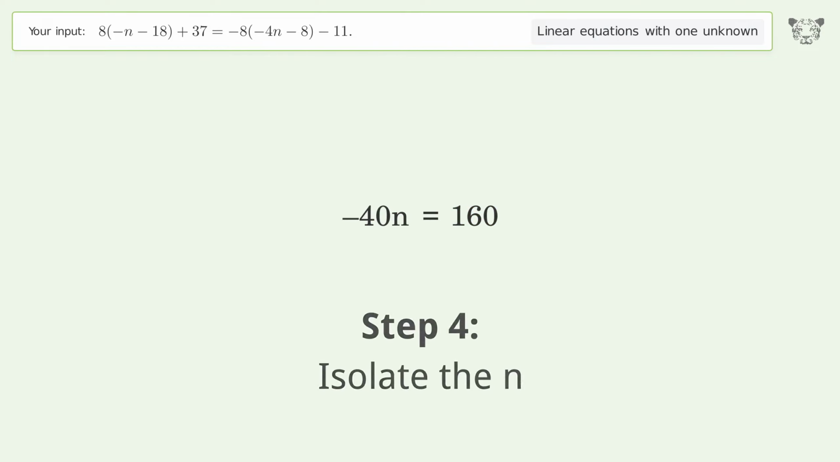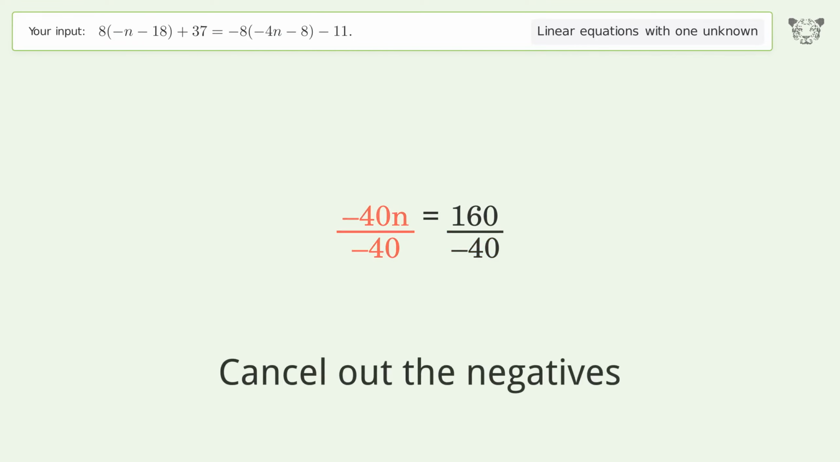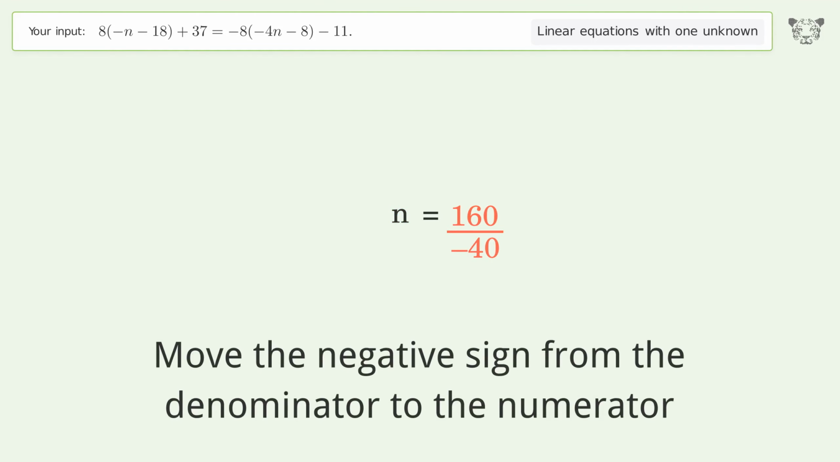Isolate the n. Divide both sides by -40. Cancel out the negatives. Simplify the fraction. Move the negative sign from the denominator to the numerator.